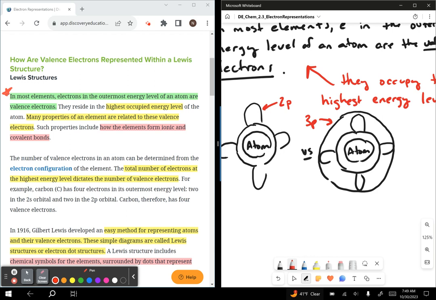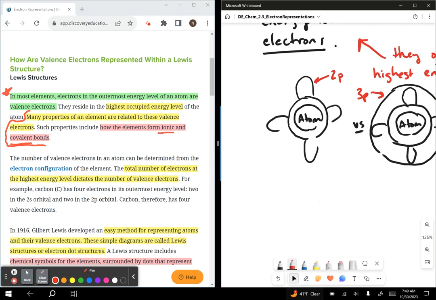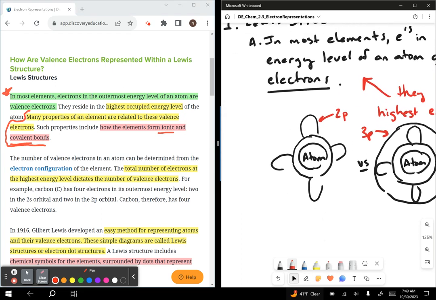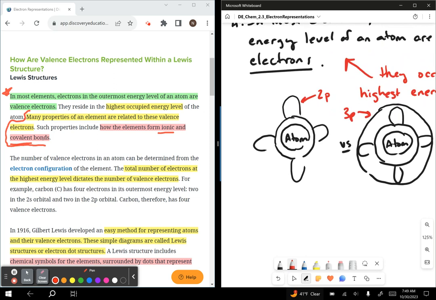And many properties of an element are related to these valence electrons. You can see I'm kind of coming back over to this section here, and we're just highlighting this idea, right? And these properties are things like whether they're going to form ionic or covalent bonds, right? So that's kind of an important piece to understand here. So let's just put that as letter B, okay? Letter B.